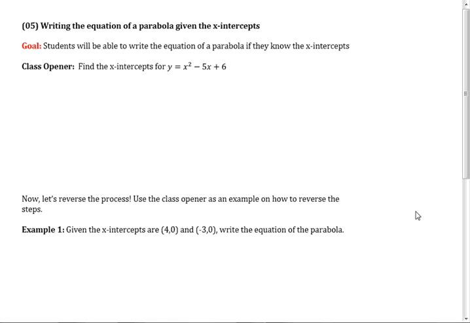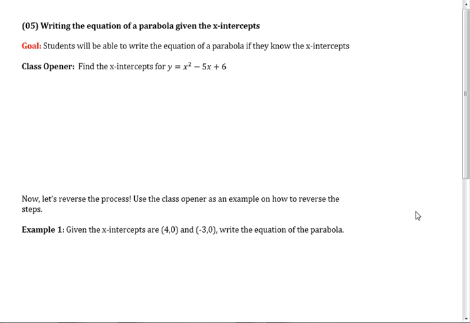Okay. In today's lesson, we are going to write the equation of a parabola, a quadratic equation, if we know the x-intercepts. And we're going to do it in the intercept form. I could just give you a formula, or I could actually go through why it works that way. So let's go through why it works. The last class really thought that was cool.